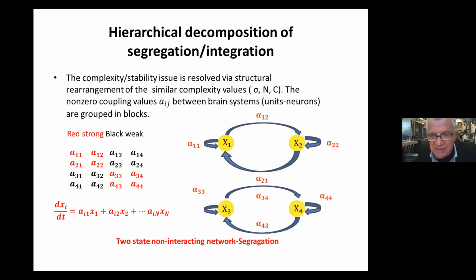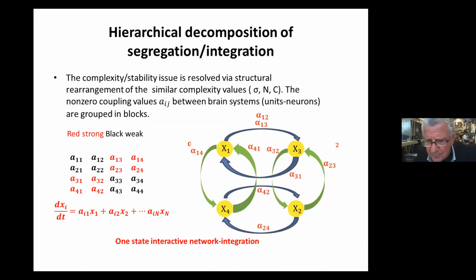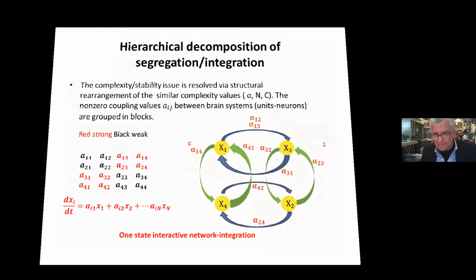The coupling coefficients in red and black in this presentation and in these figures represent strong and weak interactions, respectively. The system is decomposed into non-interactive segregating states, and rearrangements of coupling coefficients couple the two previous segregating states into one, degrading the previous states together.